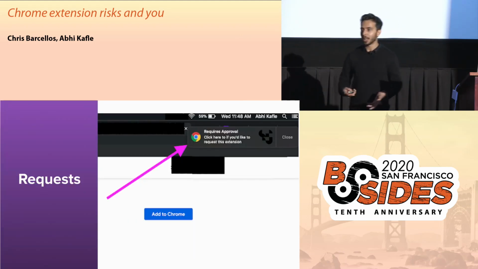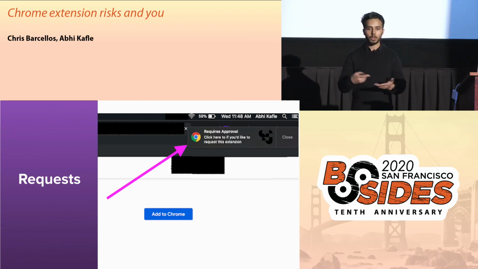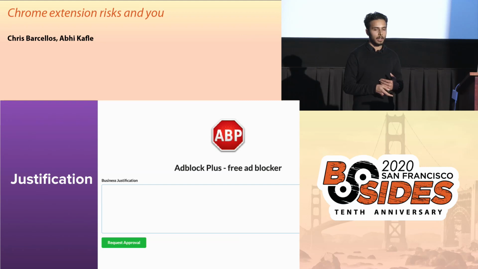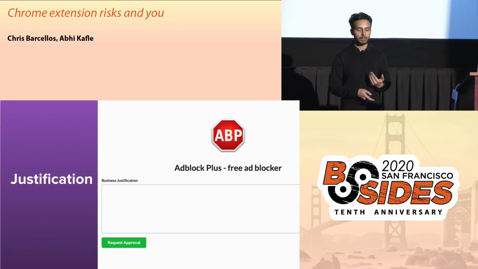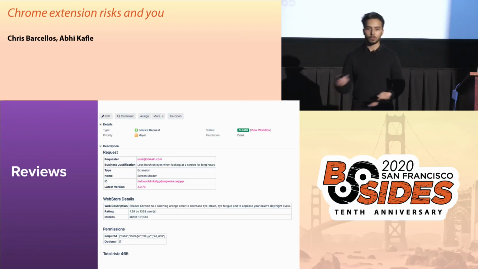So what does that look like for an individual user? If you're a user trying to install an extension that has not been approved or that doesn't have a business use case, and you're visiting the Chrome Web Store, you would see a pop-up like this. We ask users to provide business justification for the particular extension they're trying to install, and it comes back to the reviewer with all the information they need to make the decision, including the business justification.